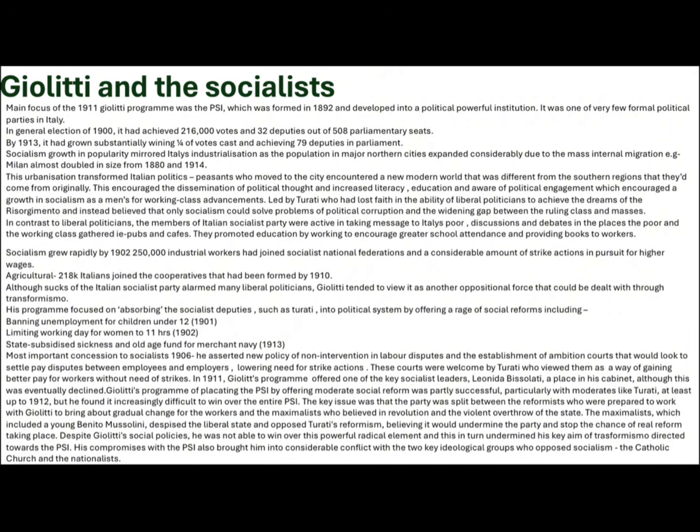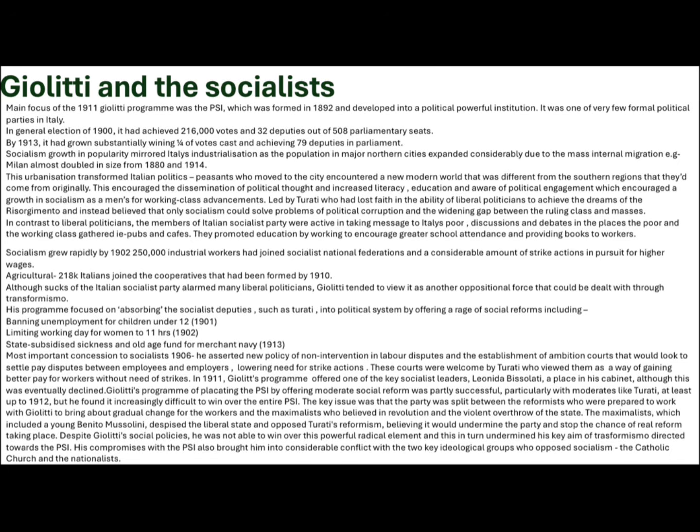The key issue was that the party was split between the reformists, who were prepared to work with Giolitti to bring about gradual change for the workers, and the maximalists, who believed in revolution and the violent overthrow of the state. The maximalists, which included Mussolini, despised the liberal state and opposed Giolitti's reformism, believing it would undermine the party and stop the chance of real reform taking place. Despite Giolitti's social policy, he was not able to win over these powerful radical elements, and this in turn undermined his key aim of transformismo directed towards the PSI.